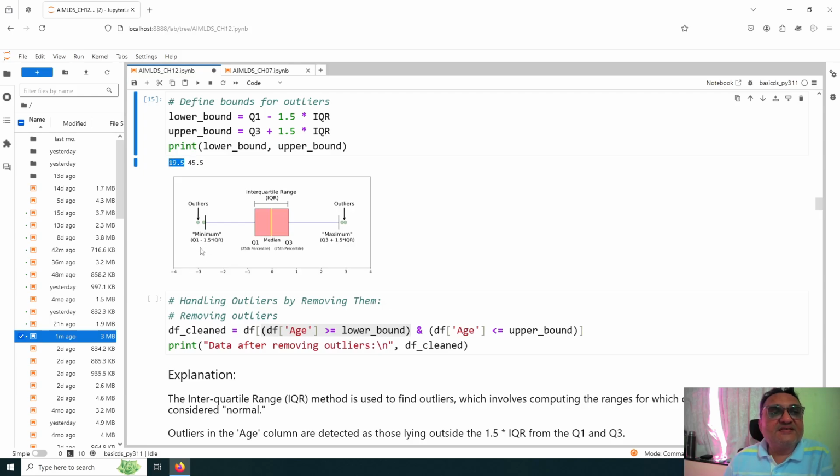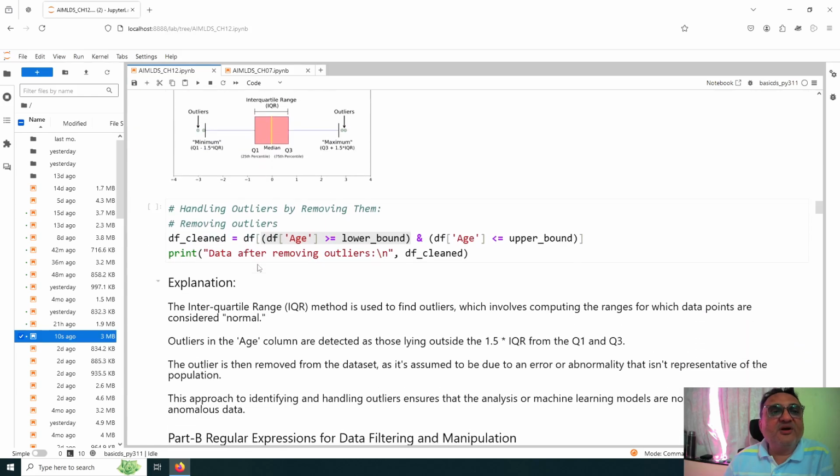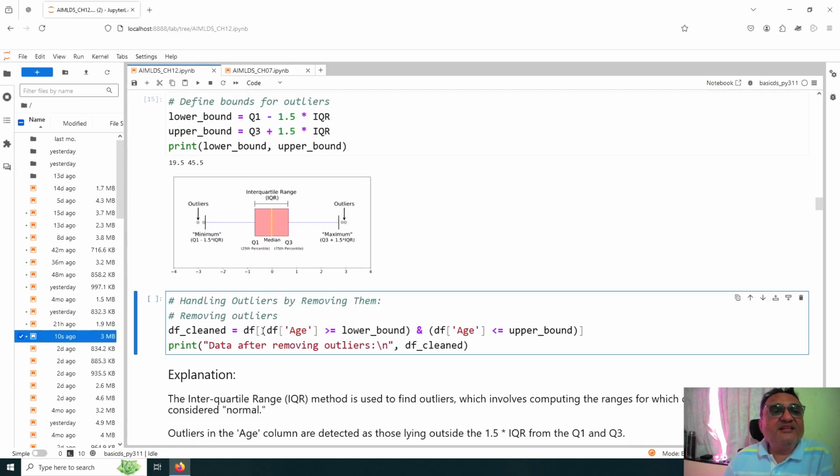So anybody who is less than this 19.5, less than this lower whisker, and anybody who is greater than this, they will be treated as outliers. Like for example, these two green and these two green points. How to write that programmatically? Then df age greater than or equal to lower bound, and df age less than or equal to upper bound. That much you include. So include data points which satisfy this and condition.